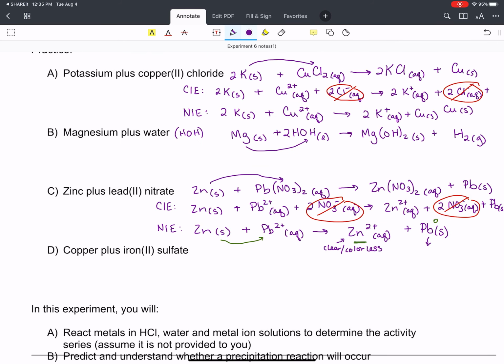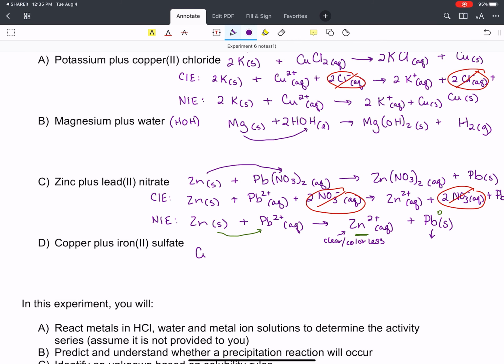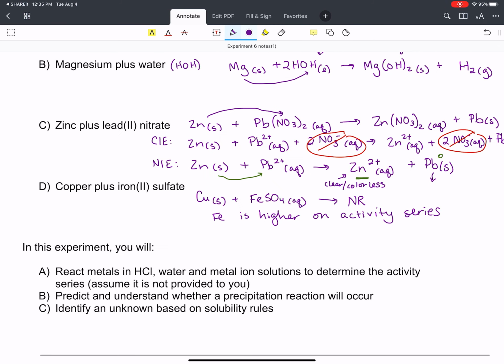The last reaction we have is copper plus iron sulfate. So we've got copper plus iron(II) sulfate. With this reaction, we're going to write NR because Fe is higher on the activity series, so no reaction occurs. You'll be able to see that when you put those 2 substances together in your test tube in this experiment.